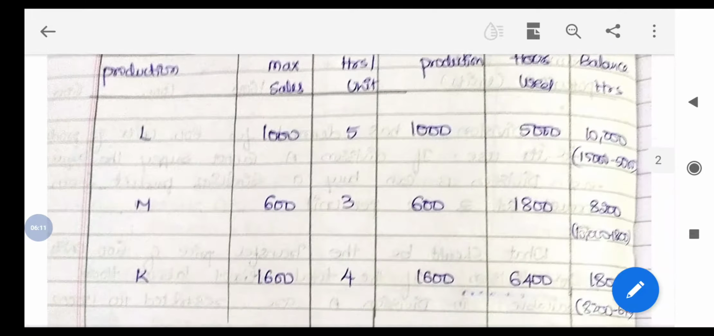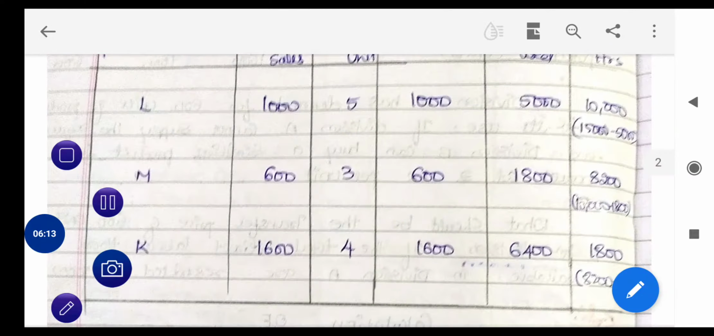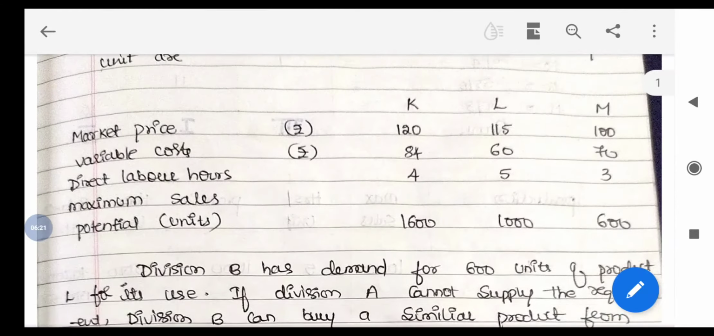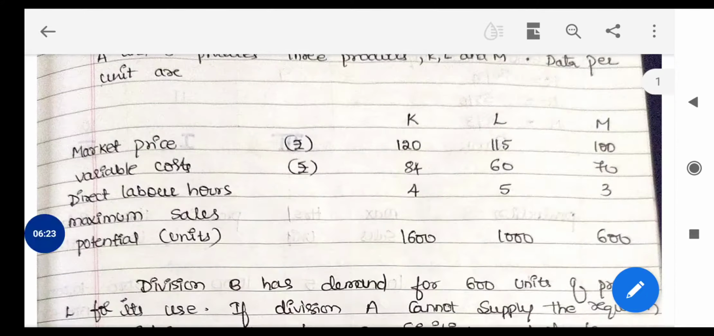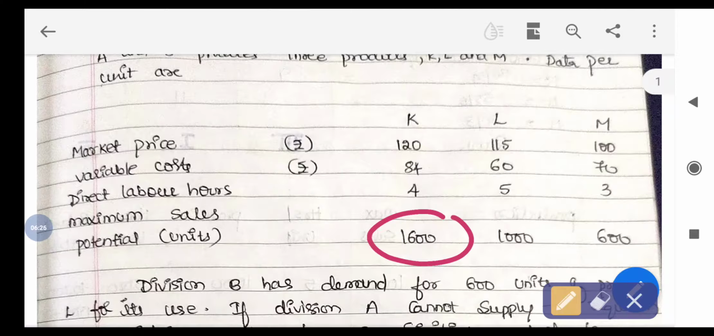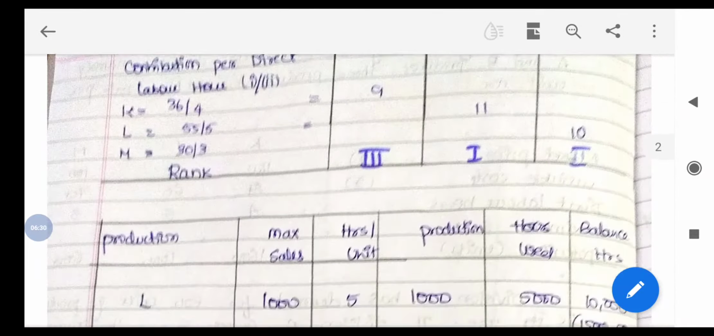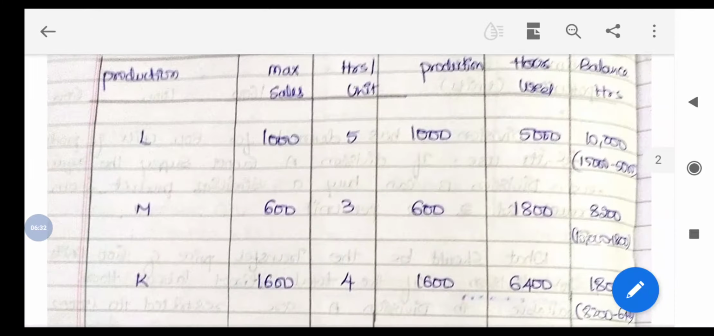So L, M and K. L is the first preference, second is M and third is K. Here the sales are given in the question. So that is production 1600, 1000 and 600. So 1000, 1600 and 1600.